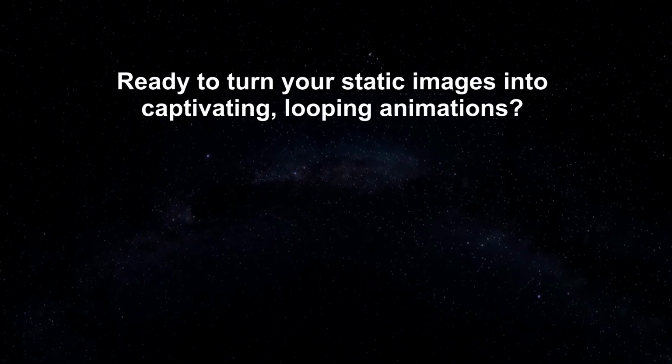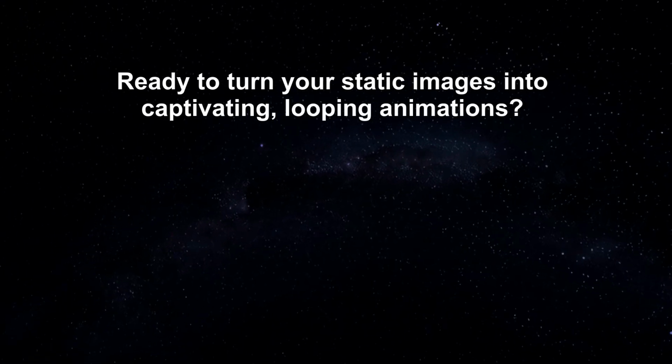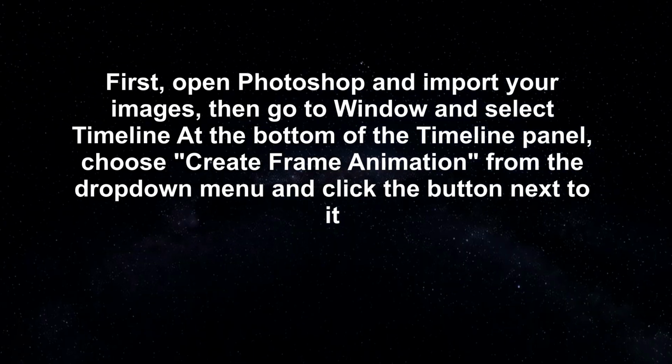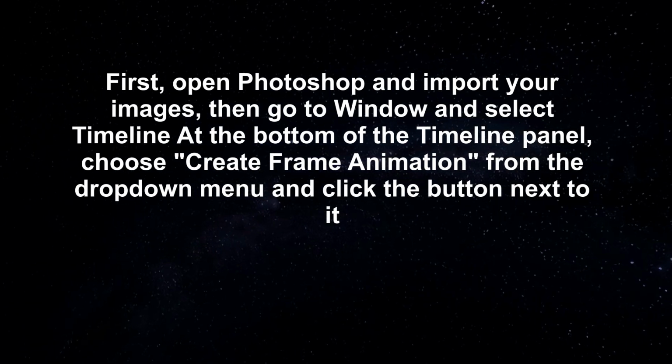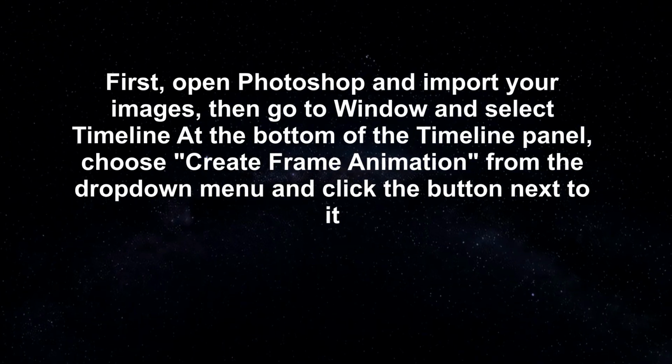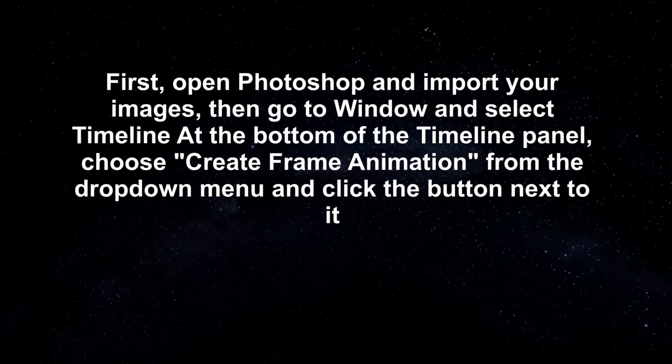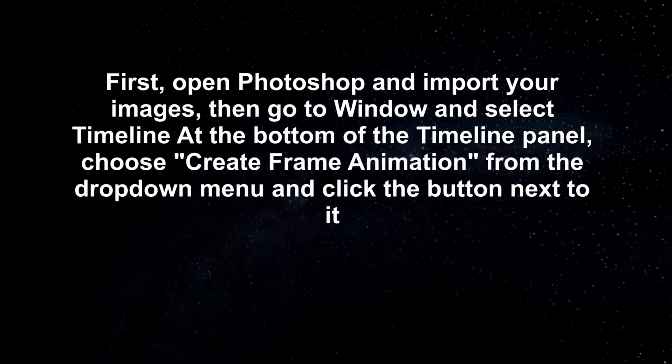Ready to turn your static images into captivating, looping animations? First, open Photoshop and import your images. Then go to Window and select Timeline. At the bottom of the Timeline panel, choose Create Frame Animation from the drop-down menu and click the button next to it.